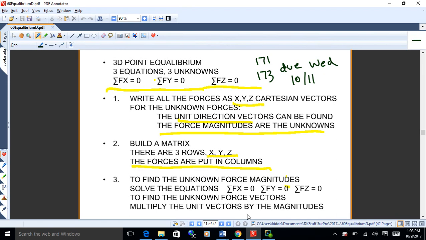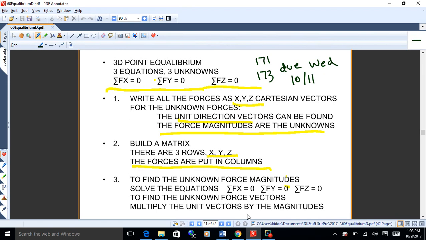If we're just looking at the equilibrium of a point, like a little object without any significant dimensions, we've got 3 equations and 3 unknowns. We've got our 3 force equations, x, y, and z. In this 3D stuff, I take a more formal approach. First thing I want to do is break everything into Cartesian vectors. Cartesian means x, y, and z. Now, if you've got unknown forces, you find the unit direction vectors and multiply them by the unknown magnitudes, which is fine. You can do that.